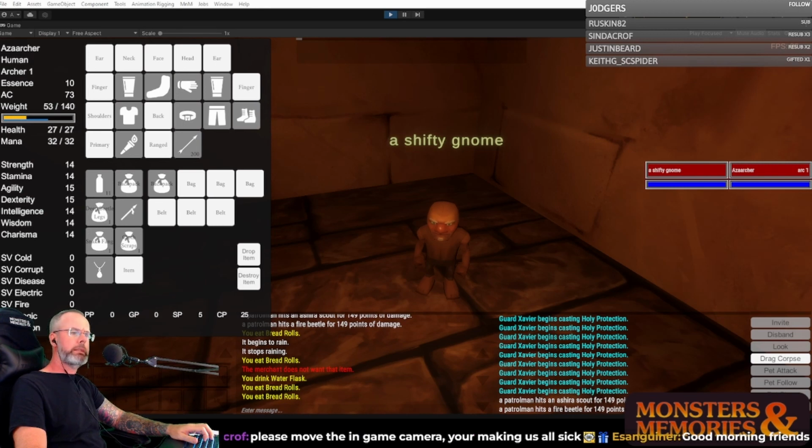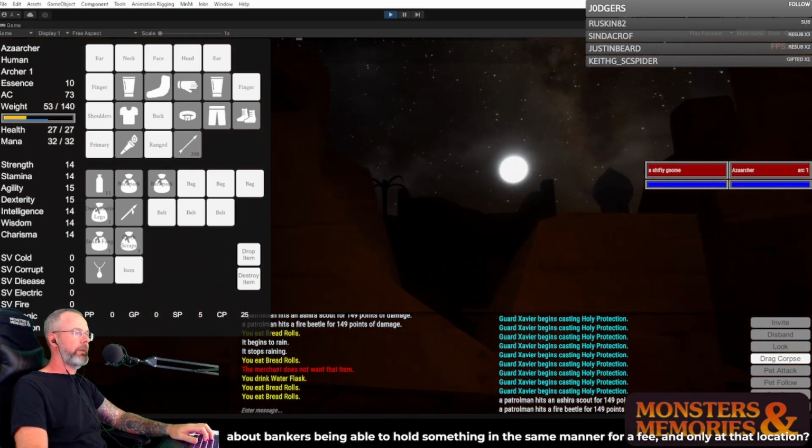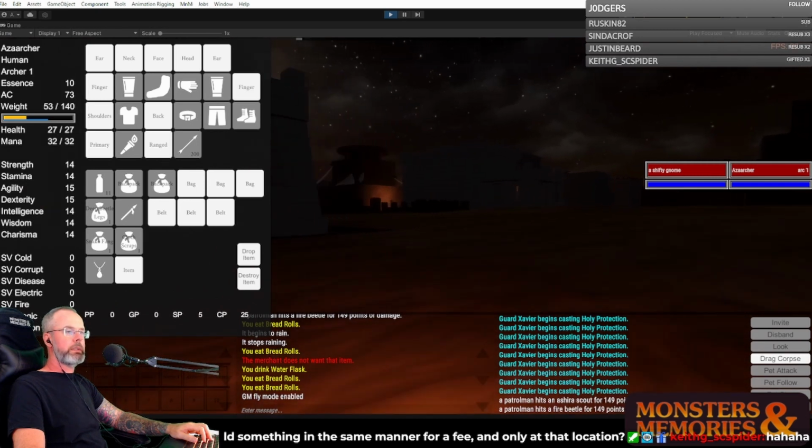That makes sense. Hey, Isan, please move the in-game camera. You're making us all sick. What? Oh, because you're looking at a gnome. I get what you're saying. Here, I'll look out here, even though you're being silly. Let me get us a nice view.